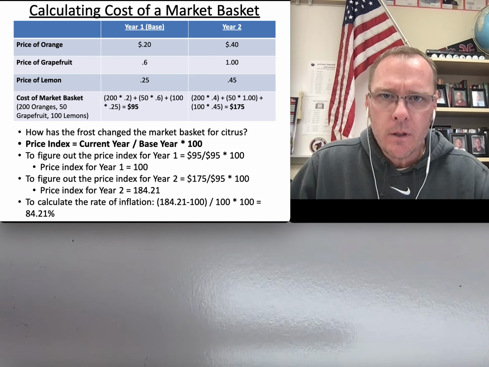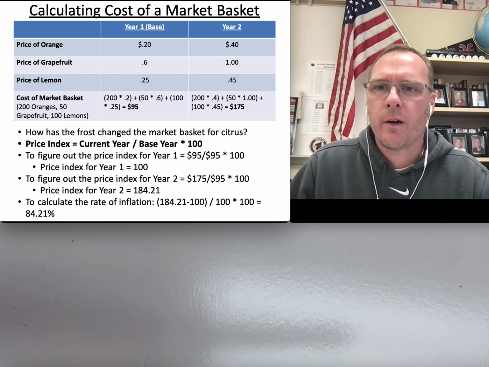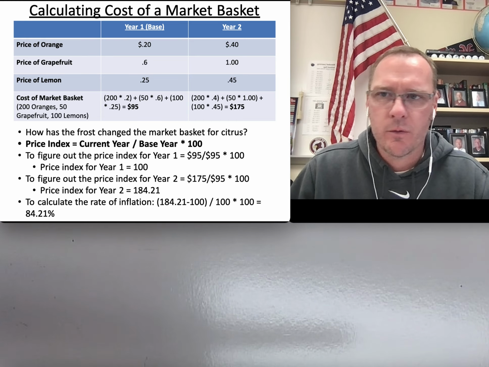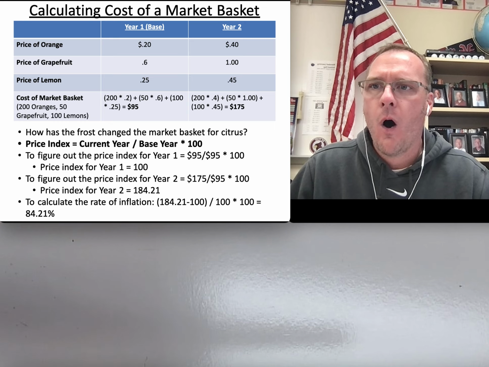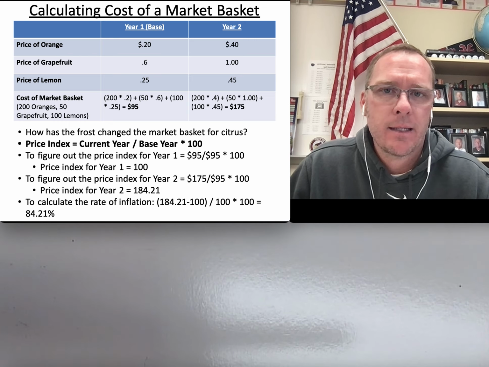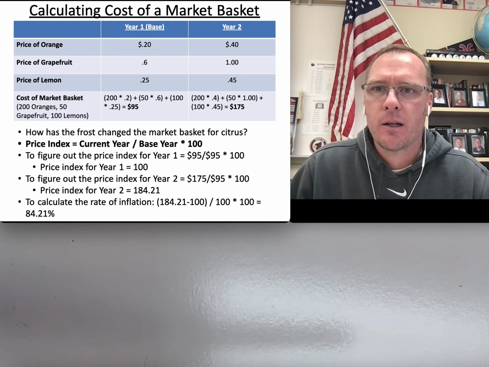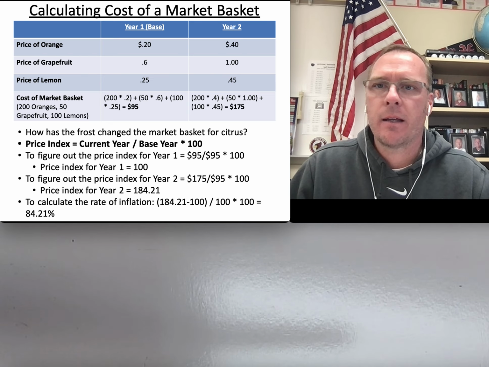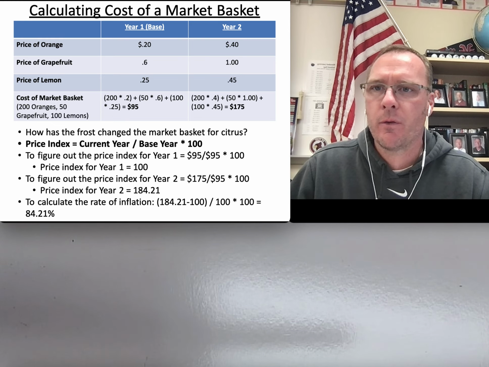Now for year two, what we're trying to figure out is the price there of the stuff that was in our basket. We're going to take the same basket of goods, but multiply it by this year's prices. So I'm going to say the 200 oranges, the 50 grapefruit, the 100 lemon.